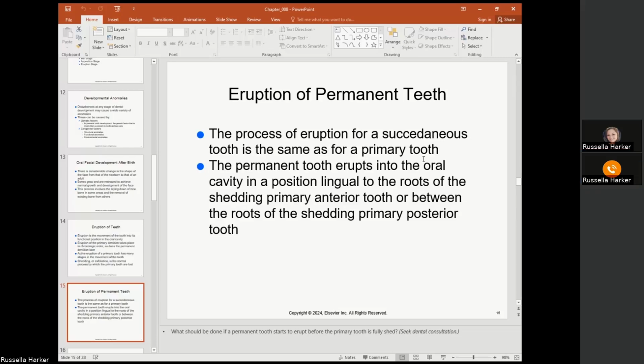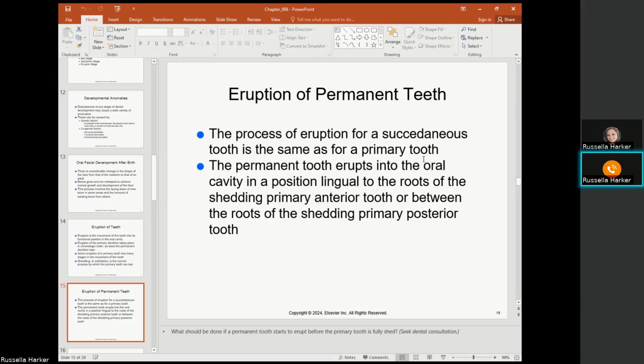The permanent tooth erupts into the oral cavity in a position lingual to the roots of the shedding primary anterior tooth, or between the roots of the shedding primary posterior tooth. What they mean by that is that for the anterior teeth, when they come in behind the baby teeth, that is normal. And then they push forward and they resorb the root of the baby tooth. So they kind of knock that root out and make it disappear. And then the tooth becomes loose and falls out.